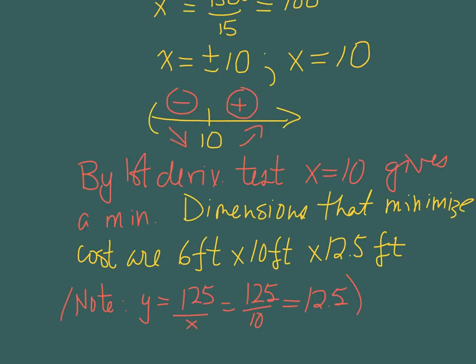I've written out my conclusion. By the first derivative test, x equals 10 gives a minimum, and I was asked to give the dimensions that minimize cost. The dimensions that minimize cost are 6 by 10 by 12.5 feet, and I got 12.5 because y was 125 over x, which is 12.5.